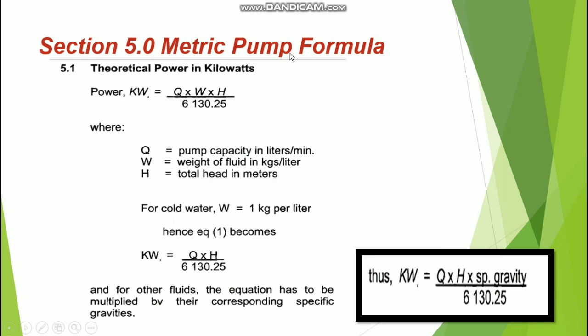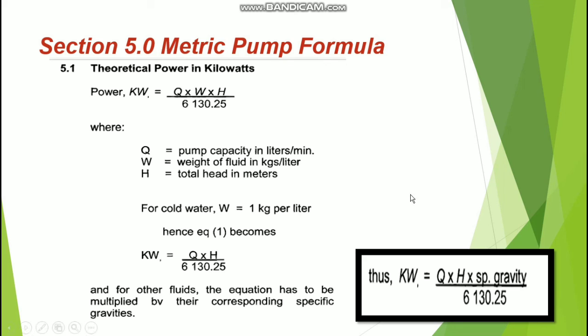So, theoretical power in kilowatts. Power in kilowatts equals Q times W times H over 6,130.25, wherein Q is the pump capacity in liters per minute, W is the weight of fluid in kilograms per liter, and H is the total head in meters. So, for cold water, W equals 1 kilogram per liter. So, it becomes kilowatts equals Q times H over 6,130.25. And for other fluids, the equation has to be multiplied by their corresponding specific gravity.